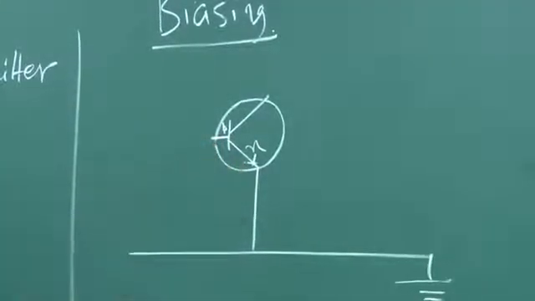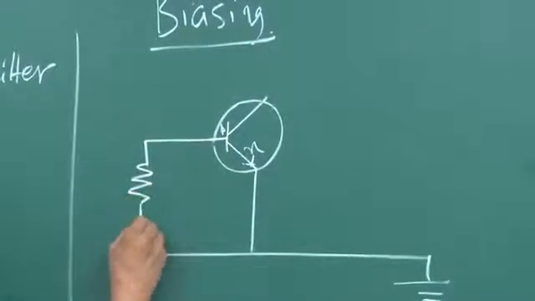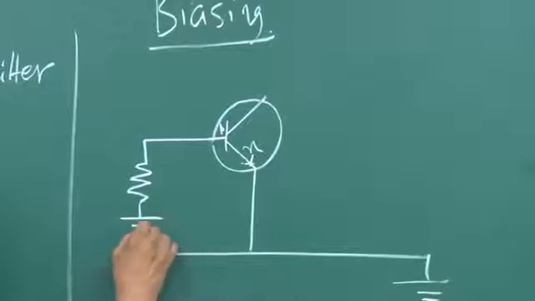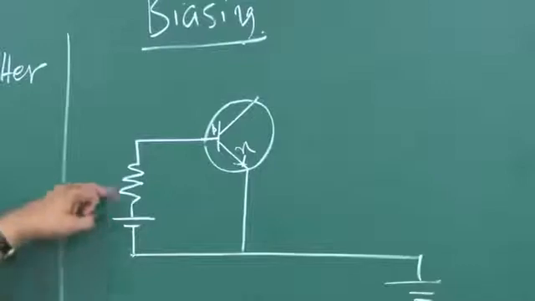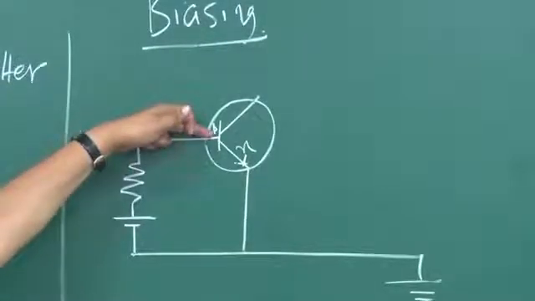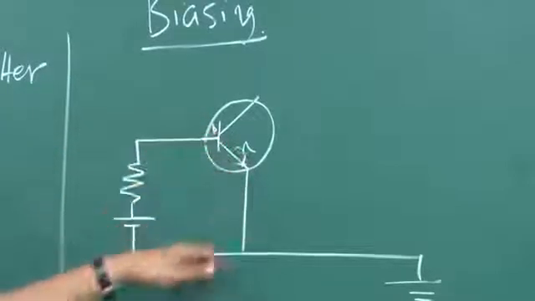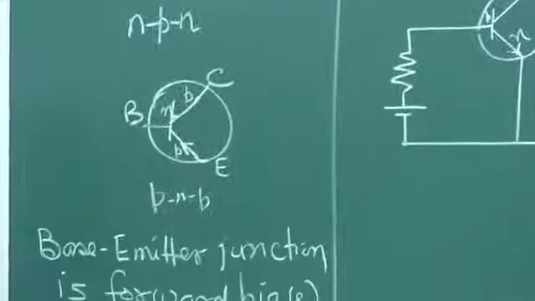That means this should be at a higher potential than the emitter. So, that is the forward biasing. So, if I bring it here, put a resistance and then put the positive of the battery with this, so that this is at a higher potential as compared to the emitter. So, the base emitter junction is forward biased.